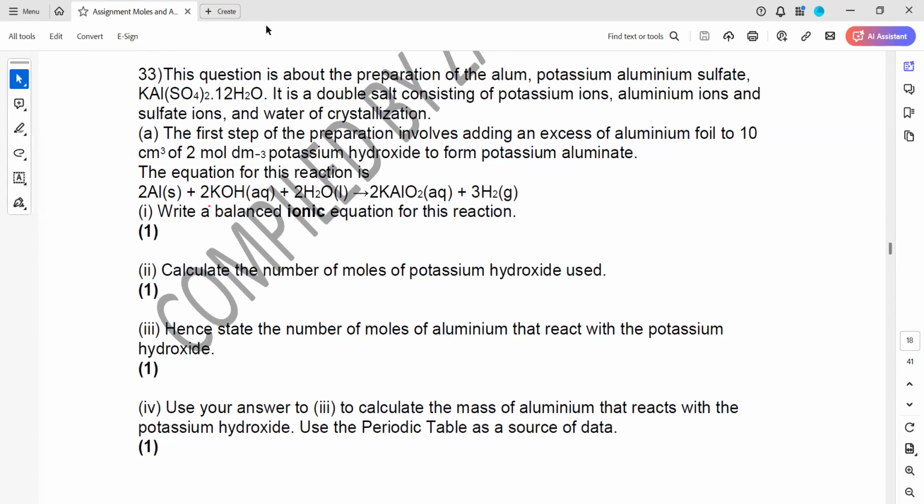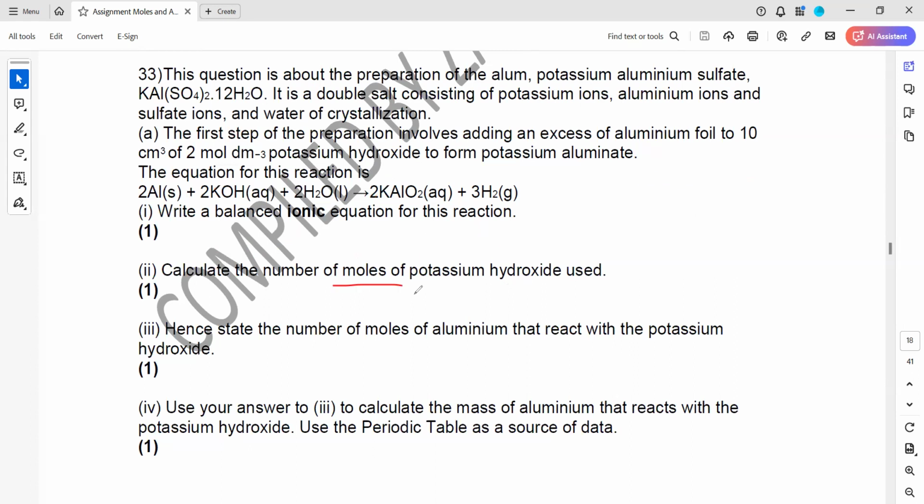So this one is a solid, so we write 2Al. And water is a liquid, so we write 2H2O as it is. And hydrogen is a gas, so we write it as it is. Now cancel the common ion in aqueous. Potassium is aqueous, so potassium cancels out. So we're left with 2 hydroxide, and we are left with AlO2, and 2 of them, because it should be balanced as well, and the charge will be -1, because K is +1 and AlO2 has a charge of -1. So this is the ionic equation.